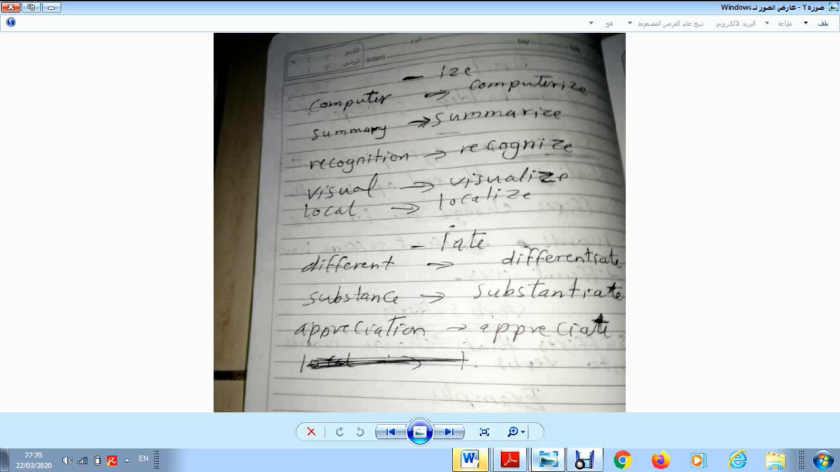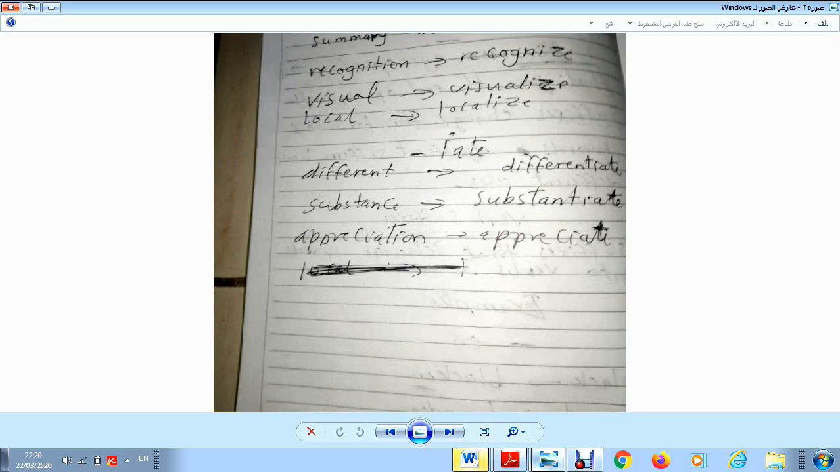Another suffix is ate. Different and differentiate. Substance, substantiate. Appreciation, appreciate. Okay, estimate. Substantiate means to prove, to make real. Differentiate, to draw a comparison between two categories.